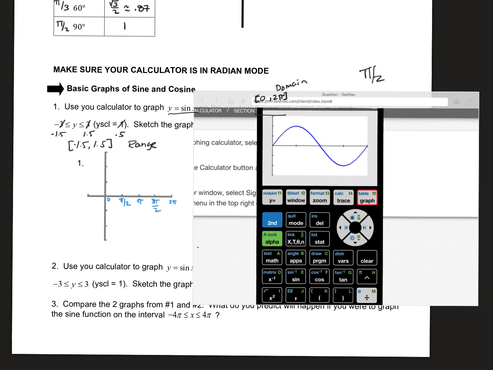Now let's label the y-axis using our range above there. So we have started at a scale of 0.5, so it means I'm going by increments of 0.5, 1, and this top part is 1.5. Down below is negative 0.5, negative 1, and negative 1.5.